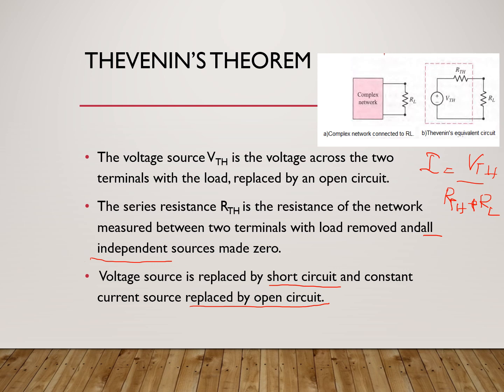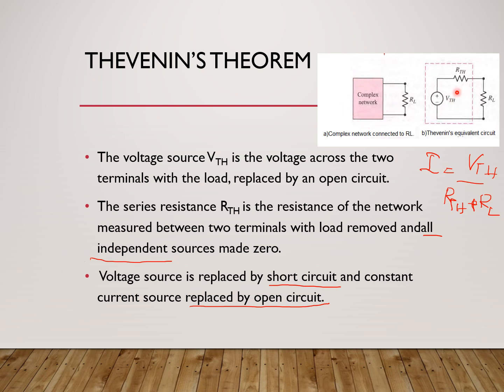So this theorem becomes very useful if you have variable loads in the circuit. If RL is a variable resistor, that means there are different values of RL which can be there in the circuit, the circuit remains the same, the network remains the same.